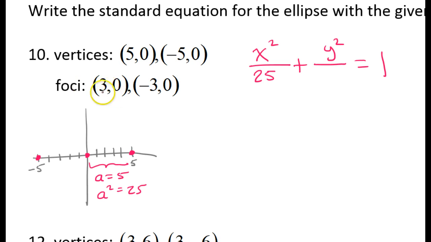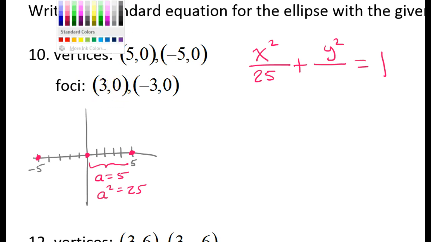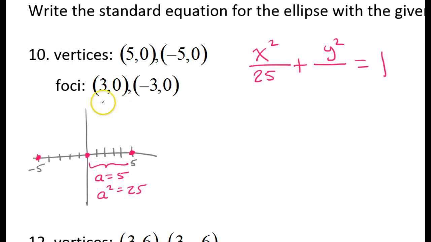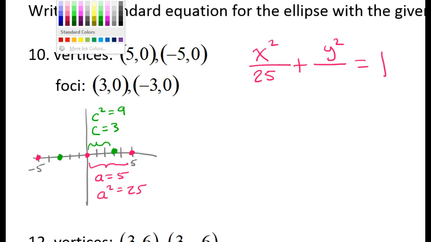Okay. They also gave us the foci, which are 3, 0 and -3, 0. This indirectly gives us the c value. So c is equal to 3, which means that c squared is 9. So we can use these values to find b.